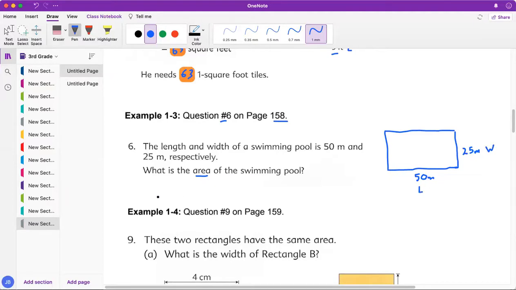and 25 is our length and width. So we can do rectangle. The area of a rectangle is length times width. And so we can say 50 times 25. That should get us 1,250 meters squared.